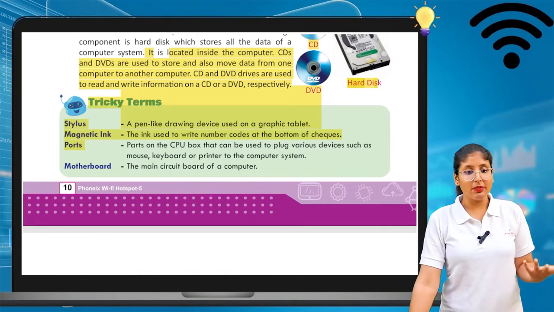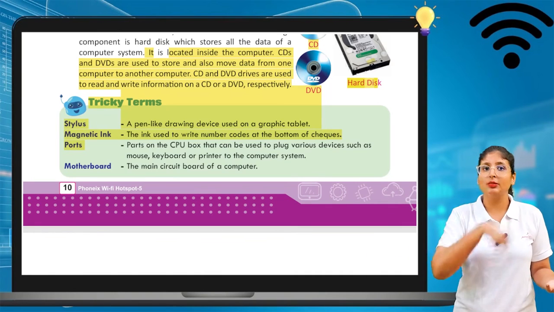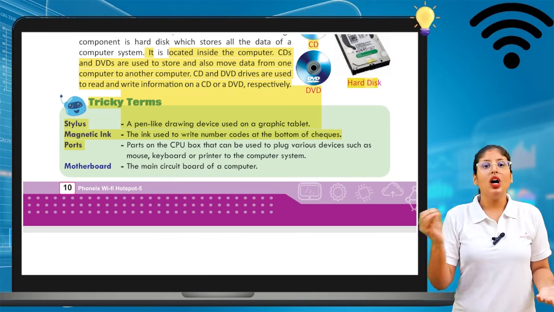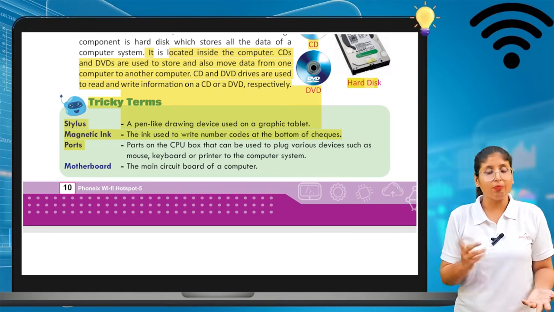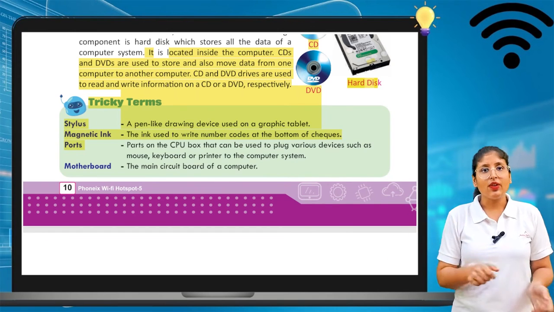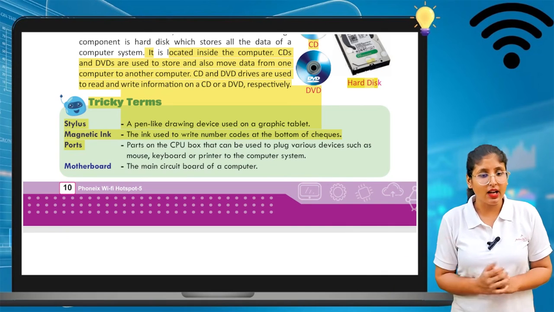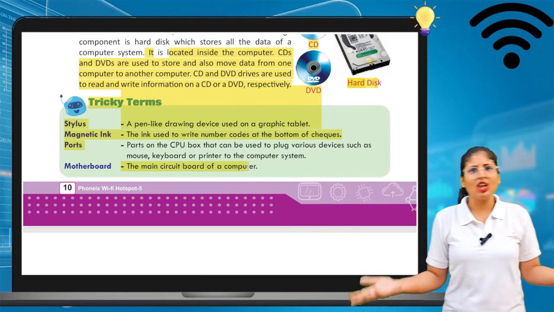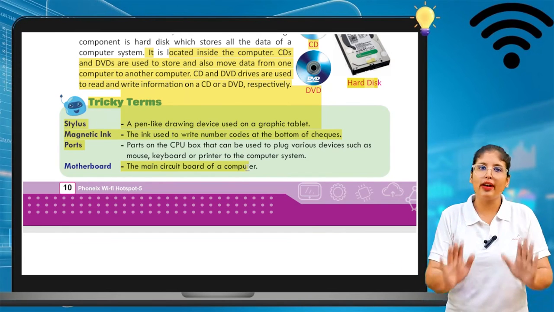And the word meanings are also there, like stylus. A stylus is a pen that helps us write something on the smart board or on your tab. Magnetic ink is the ink used to write number codes at the bottom of cheques. Ports are there in the computer so that we can connect everything, like your input and output devices. Motherboard is the main circuit of the computer. The new words, or tricky terms, we already discussed in the chapter, so there is no need to study them again.